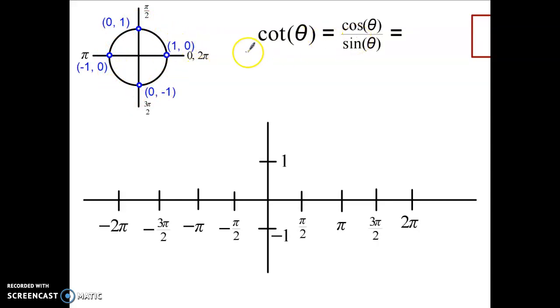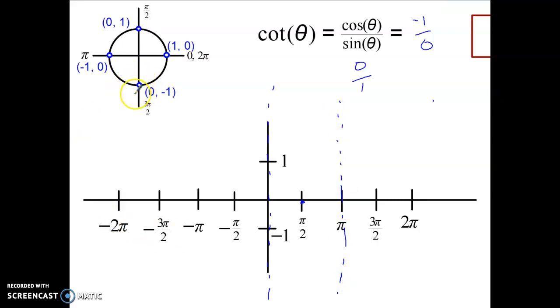So when I get to 0, cosine over sine is going to be 1 over 0. All right, so that's undefined. That's going to give me that asymptote. Moving around to pi over 2, cosine over sine, 0 over 1 is going to give me a point on the axis. All right, moving to pi. So that just means I need to add a negative right there. Cosine over sine, negative 1 over 0, but that's still undefined. Still going to give me an asymptote.